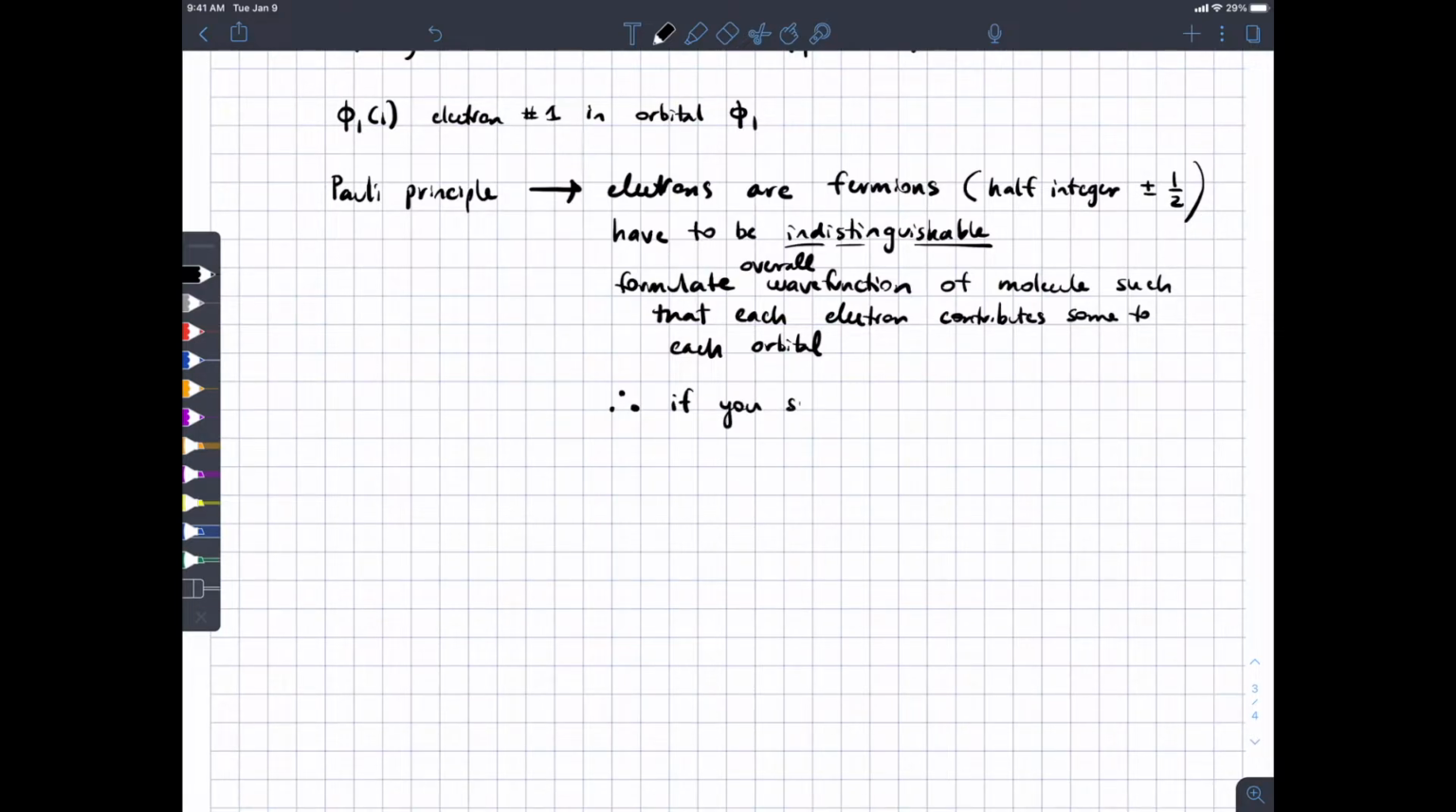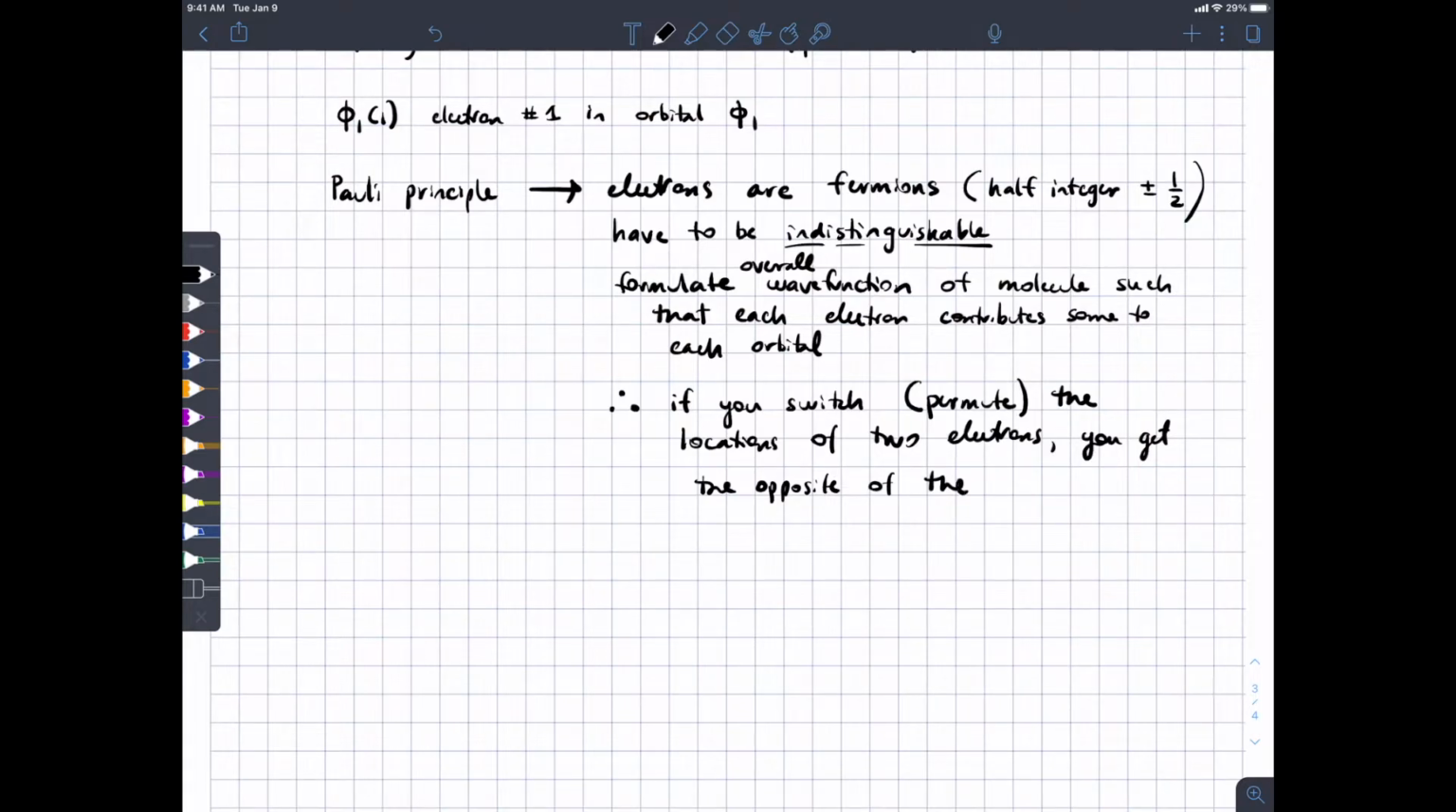If you switch or permute the locations of 2 electrons, you get the opposite of the original molecular wave function. And this is called the anti-symmetry requirement. So what do I mean by permute?